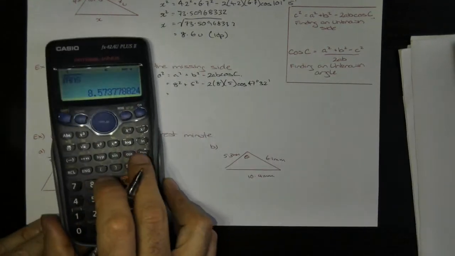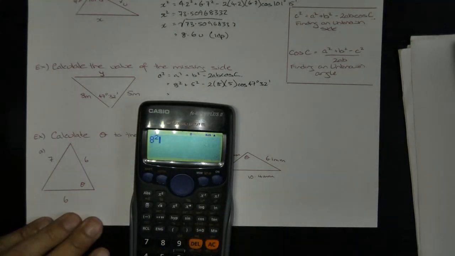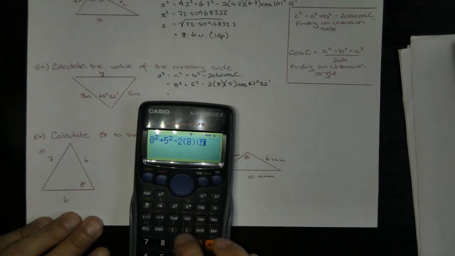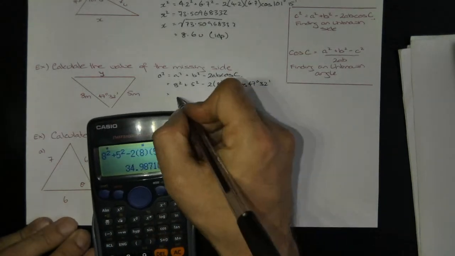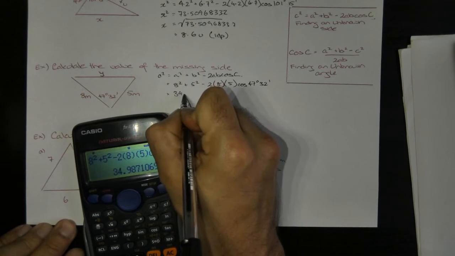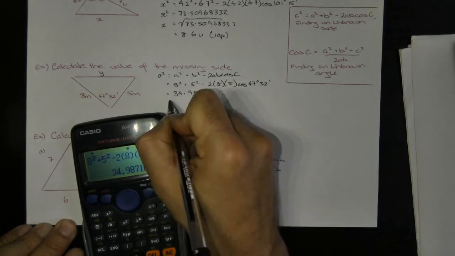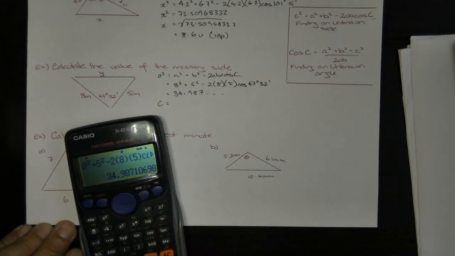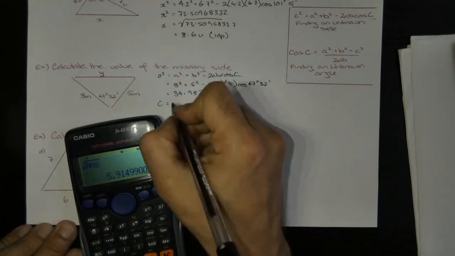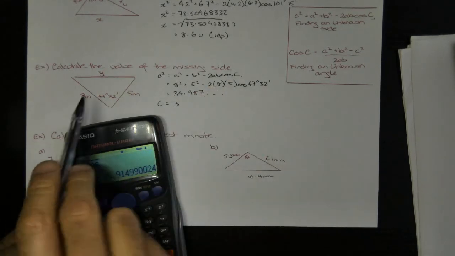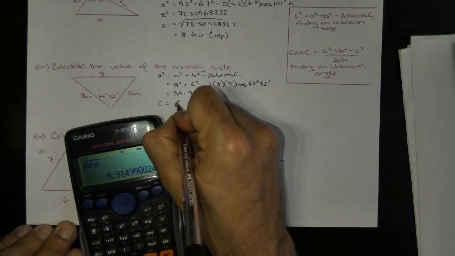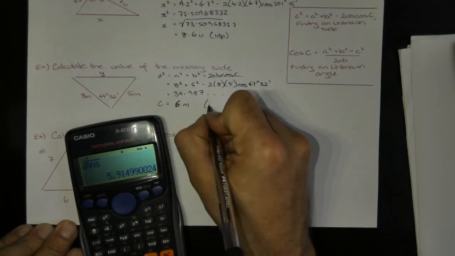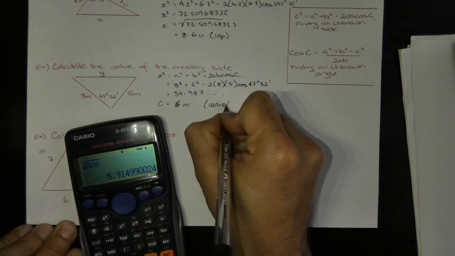Plug it into our calculator. 8 squared plus 5 squared minus 2 lots of 8 lots of 5, cos 47 degrees and 32 minutes. Gives us 34.987. We need to square root that, so c is worth 5.9, and we went to the nearest whole number, or nearest meter, 6 meters.